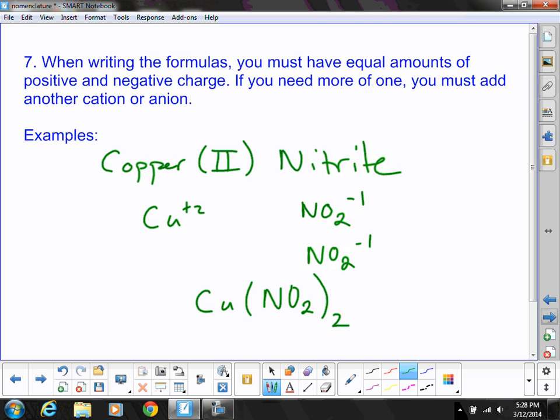And so now that I have that, there is my formula. Remember, you can't just change the subscripts of, in this case, the nitrite polyatomic ion. If you do that, it's a completely different substance. It's not what's being described. You put it in brackets, put a subscript on the outside of it. That's it. Good to go.